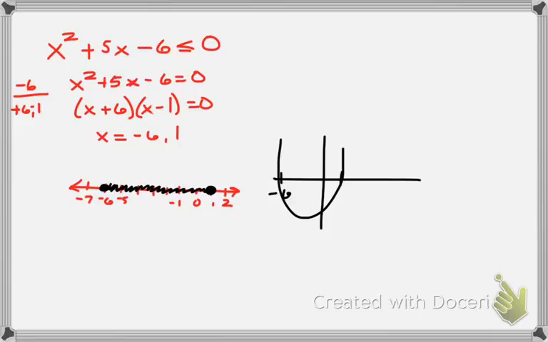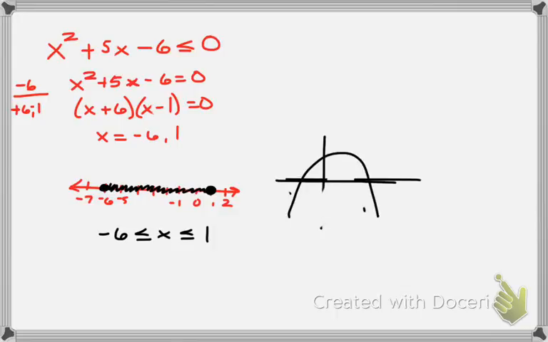How do I write that as a compound inequality? Negative 1 is less than or equal to x, less than or equal to 1. If my parabola would have been a negative a, and it would have been upside down, then if it was positive, it would be in between. So it's kind of opposite. So you have to think about the type of graph that you're going to be seeing.